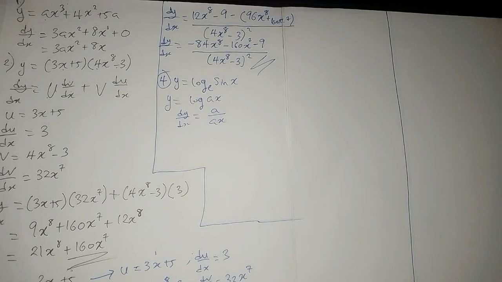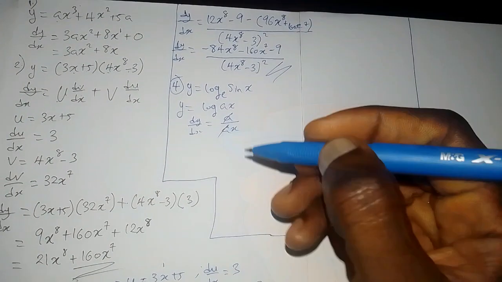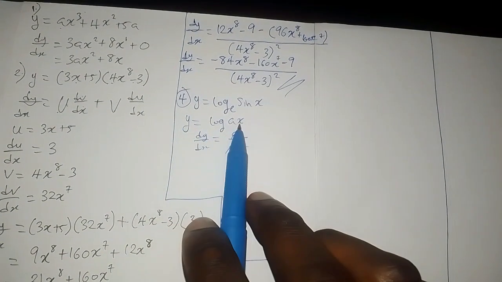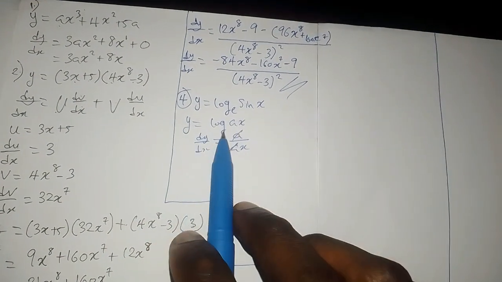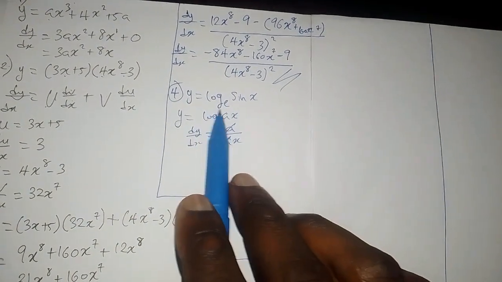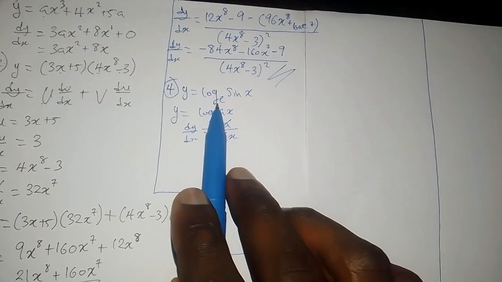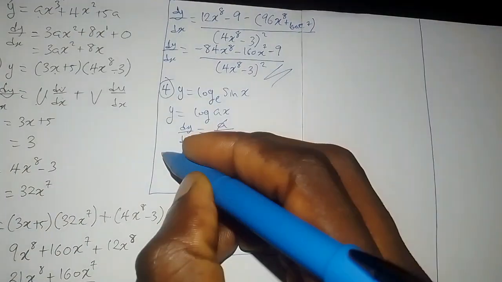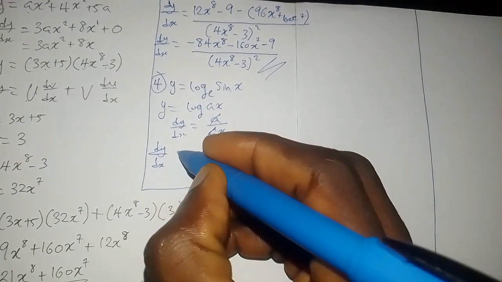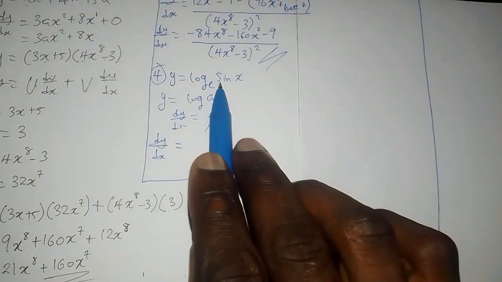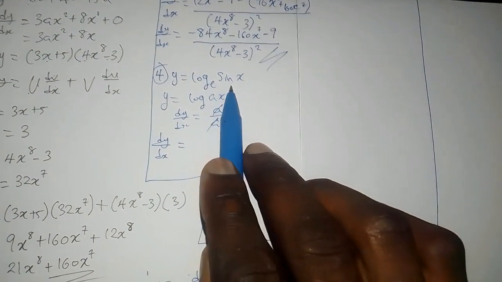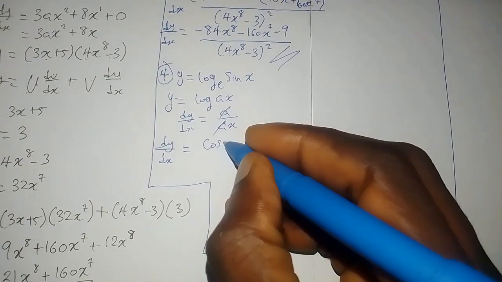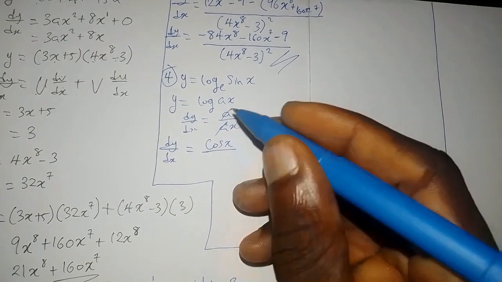But coming back to this question, what does it mean? Let's say log sin x, base exponential. How do I differentiate this? It's very simple. dy/dx equals the derivative of sin x, which is cos x, as I've explained earlier, divided by the original value, sin x. So cos x divided by sin x.